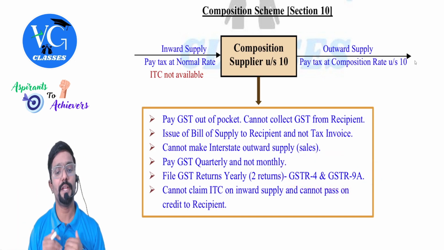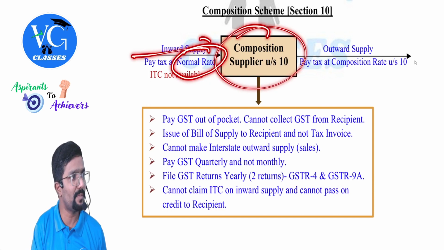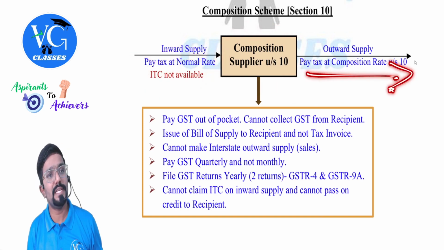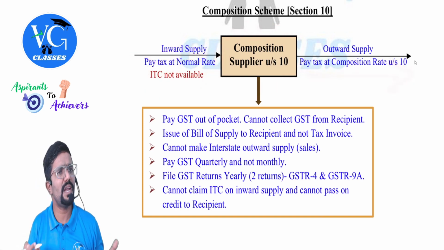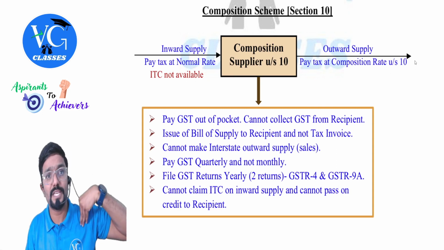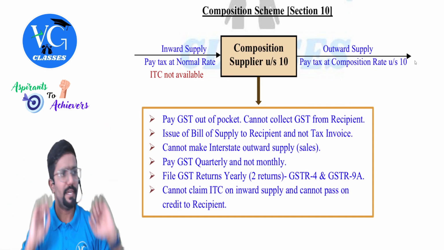Cannot claim ITC on inward supply. Now, even though the composition supplier has paid the normal rate on his inward supply, can he claim ITC? No. Now, can this person pass ITC to his customer? No. He cannot collect tax from the recipients. Obviously, assume you are the person who has purchased goods from me. I am a composition supplier. Can I collect tax from you? No.